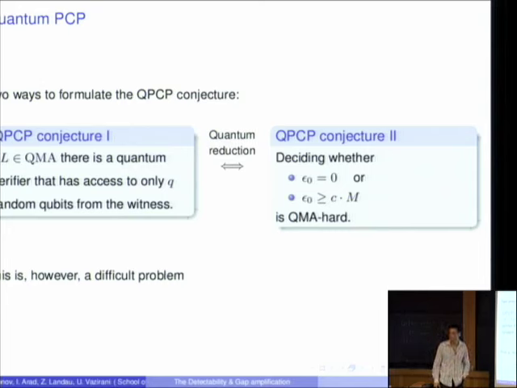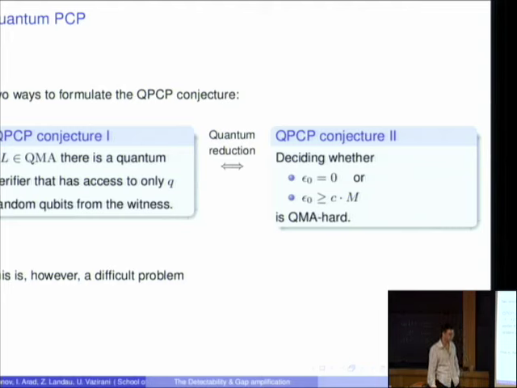Is this the same as saying that there is an algorithm that makes Q queries to the witness? A quantum algorithm that makes Q queries. But you have to restrict the length of the proof to be polynomial. Right, that's one way with the randomness. You say if it's logarithmic randomness, the proof must be polynomial. So here, if you want to phrase it your way, you have to restrict the length to be polynomial.